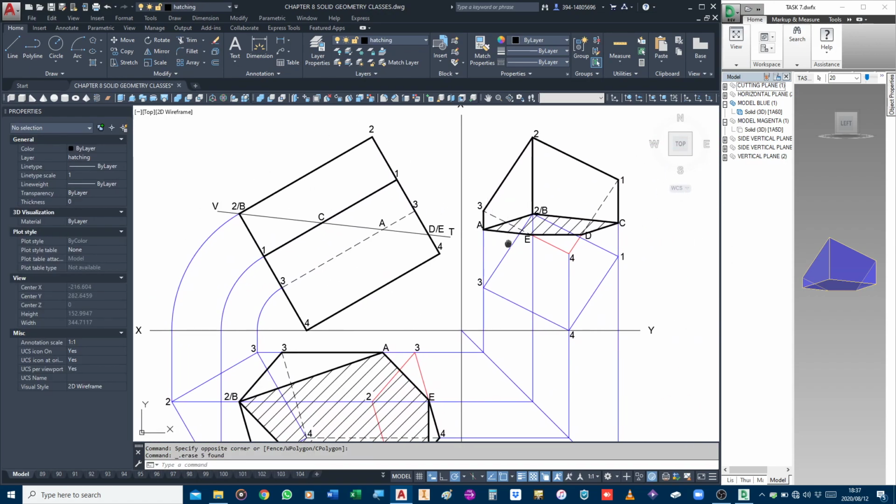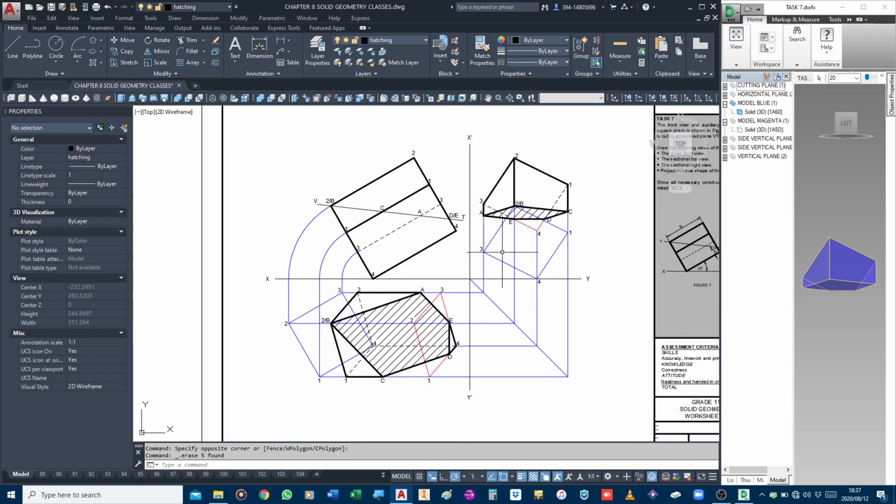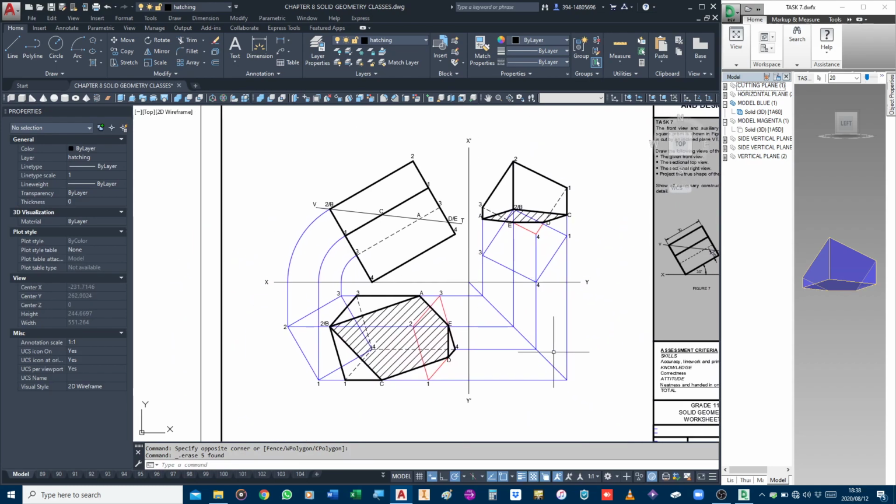So that is what we need to see when we ask you to show all construction. Because if you don't do this, you are always going to have a bit of a problem with this section.